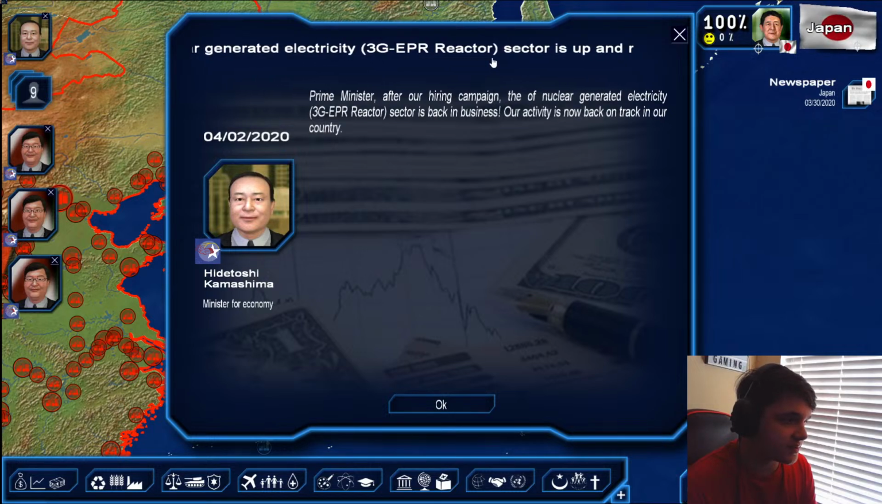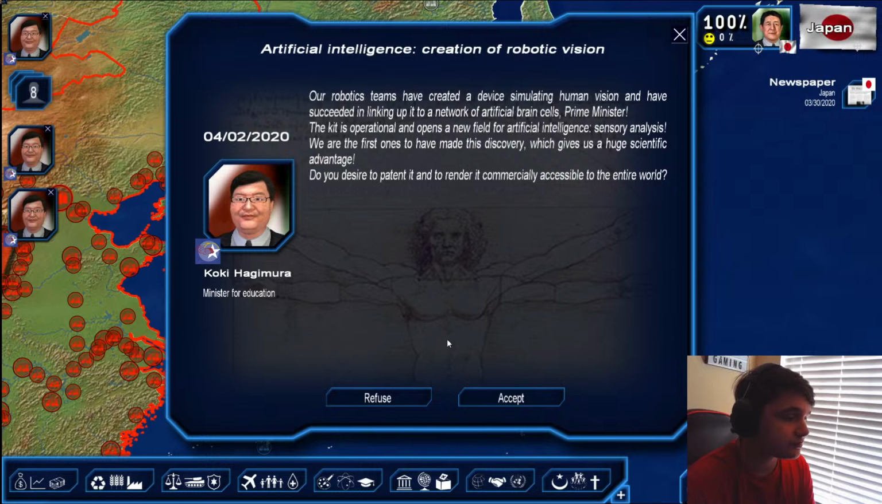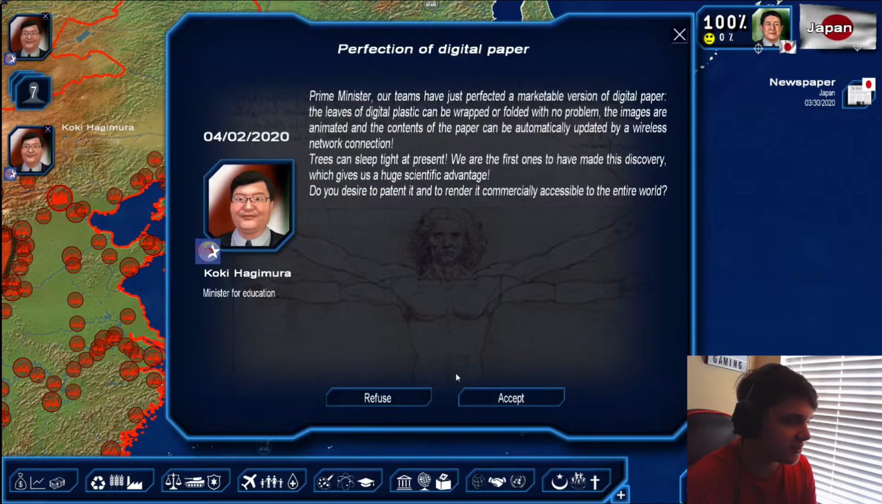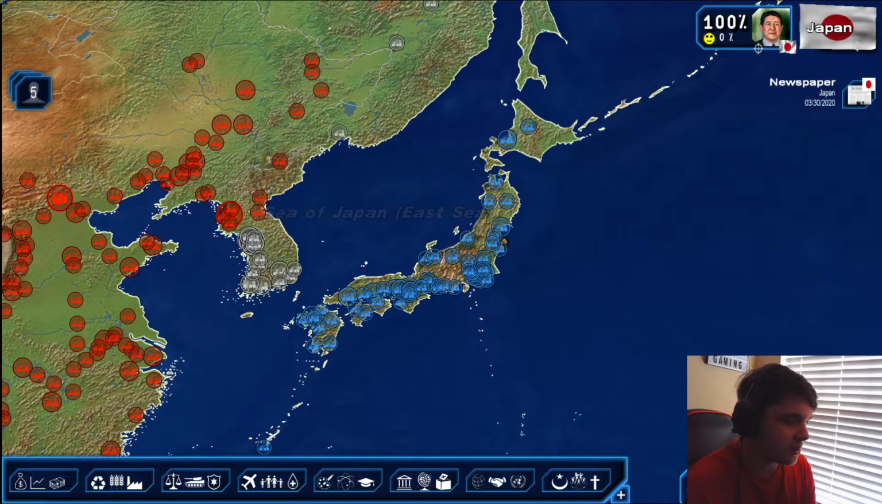Nuclear generation is up and running in our hiring campaign. Sectors back in business, our activities now back on track in the country. That's great. Robotic vision and digital paper. Let's go ahead and patent that. And we will not patent the robotics.